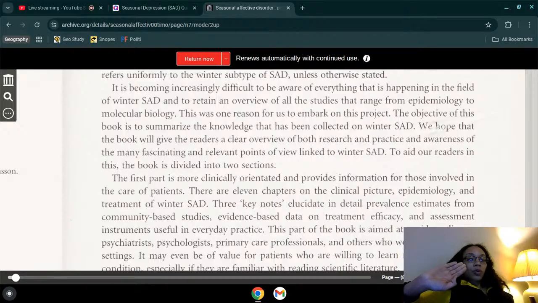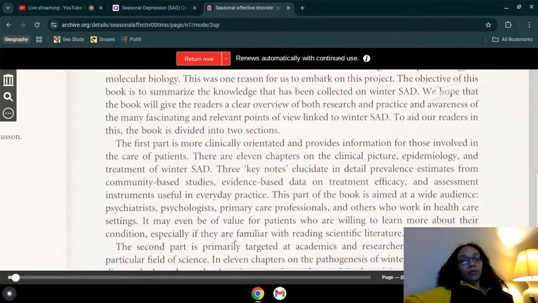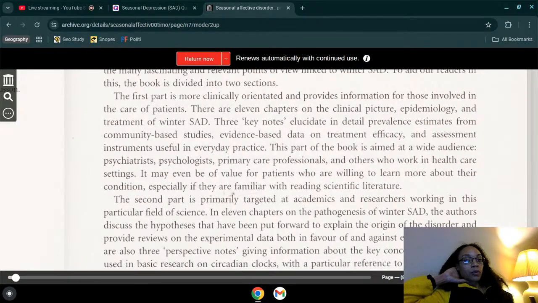The first part is more clinically orientated and provides information for those involved in the care of patients. There are 11 chapters on the clinical picture, epidemiology, and treatment of winter S.A.D. 3 key notes elucidate in detail prevalence estimates from community-based studies, evidence-based data on treatment efficacy, and assessment instruments useful in everyday practice.